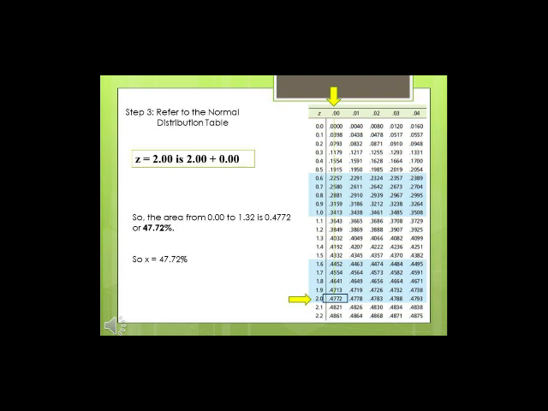As we can see in the illustration, the intersection of 2.0 and 0.00 on the normal distribution table is 0.4772. The number on the intersection tells us that the area from 0 to 2.00 is 47.72%. Hence, X is equal to 47.72%.